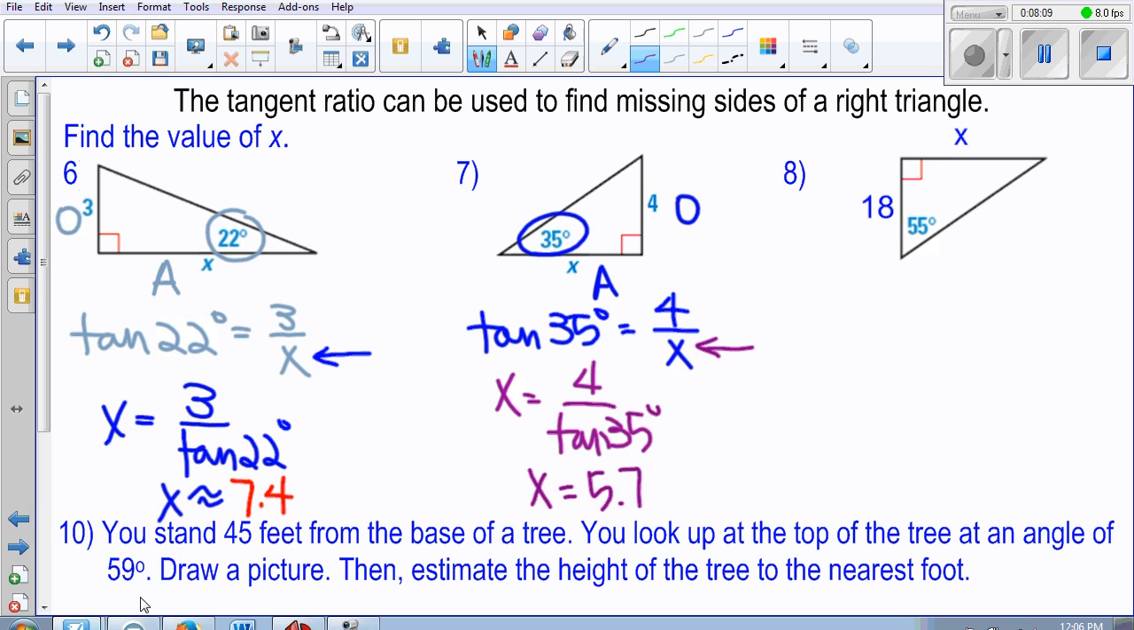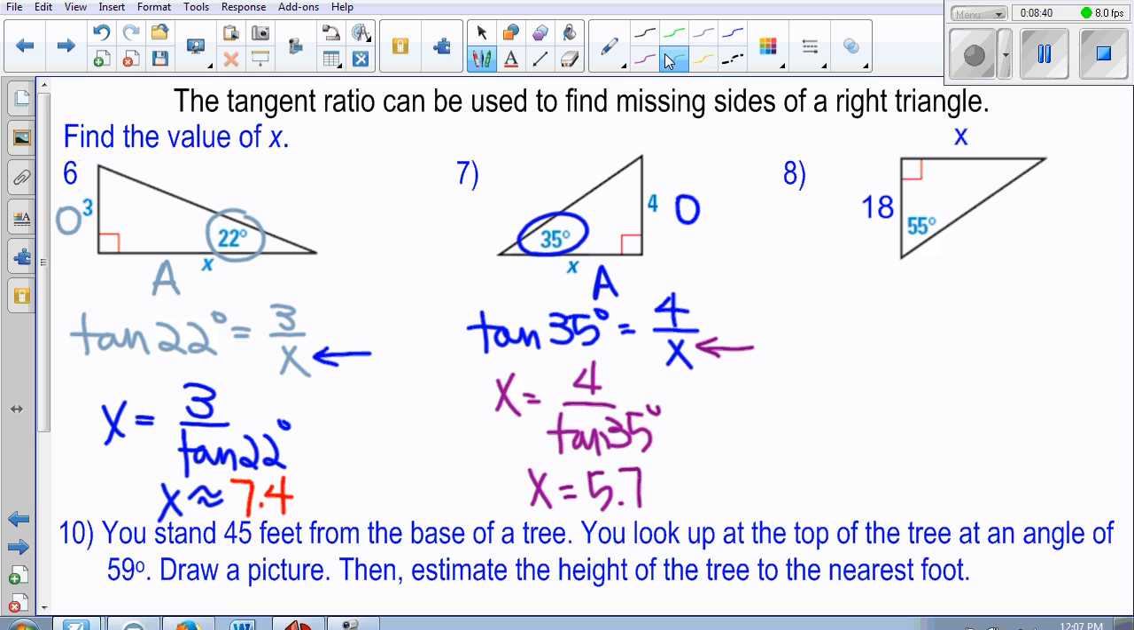Now, I believe that the paper I gave you has the next problem mislabeled. So if you would, I believe on your paper, this up here is the 18 and this here is the x. If you would, please change it so that it looks the exact same as mine, that would be great. So I'll give you a couple seconds to do that. Okay, so please make sure your picture looks just like mine.